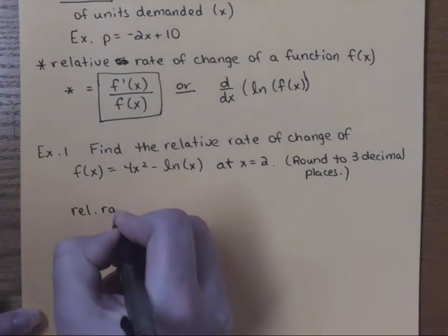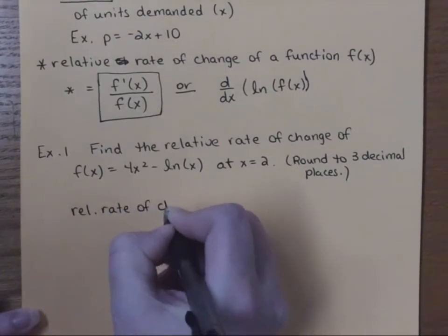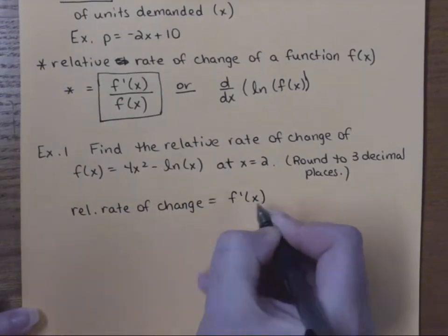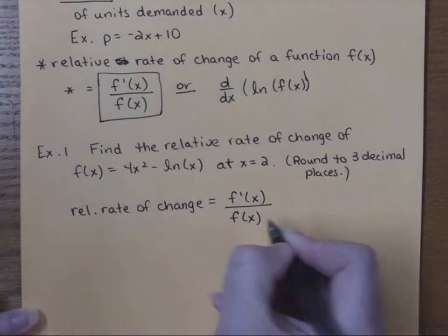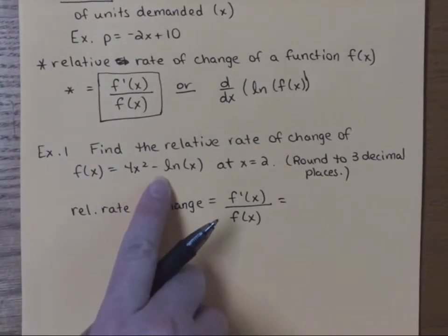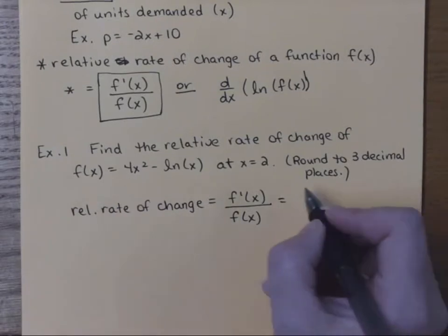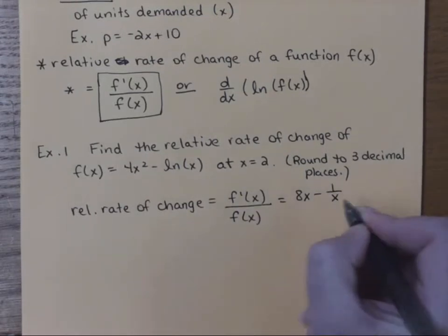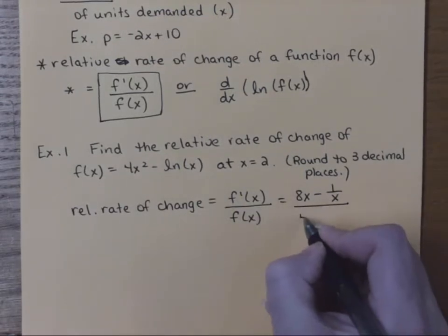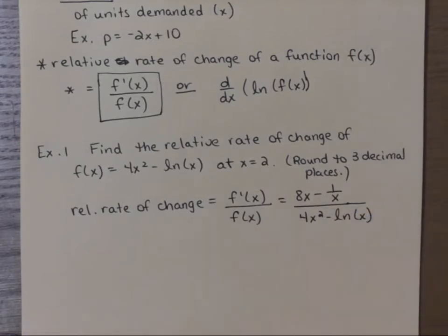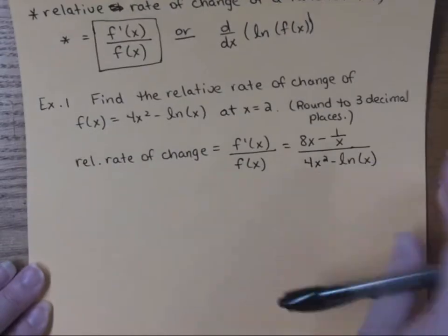So the relative rate of change then would just be whatever the derivative function is over the original function. So let's find the derivative. We should be able to do this without doing too much work, right? The derivative of 4x squared is 8x. This is one of our special cases from the last unit, right? The derivative of ln of x is 1 over x. And then on the bottom just goes whatever the original function was. So this would be the relative rate of change formula right here.